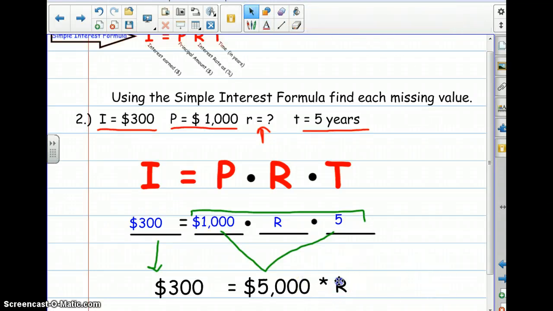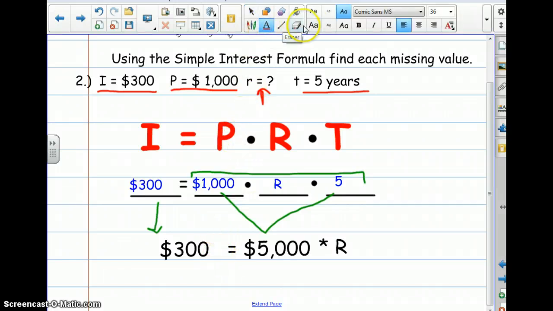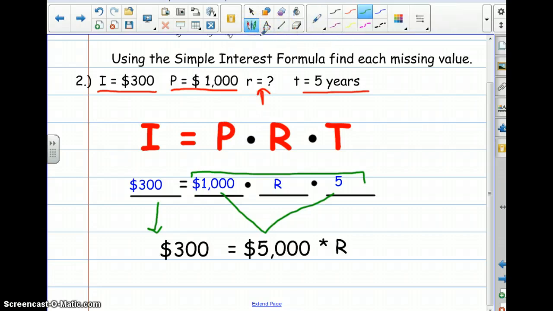Okay, so now this problem right here, what I've got now, it says 5,000 times a number would give me $300. So if I don't know what I'm multiplying 5,000 by to get 300, I can do the opposite operation. In this case, the opposite of multiplication is what, guys? Correct. It is division. So I'm going to divide both sides.